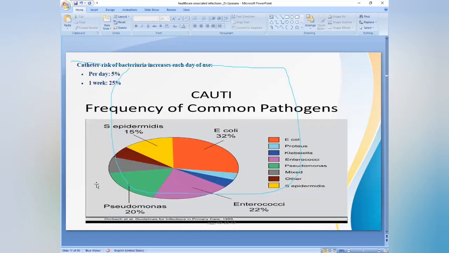And overall, when we talk about catheter-associated urinary tract infection, the commonest organism is E. coli, mainly comprising the Enterobacteriaceae family: E. coli, Proteus, Klebsiella, and sometimes gram-positive bacteria like Enterococcus and coagulase-negative Staphylococcus are very much prone to it.